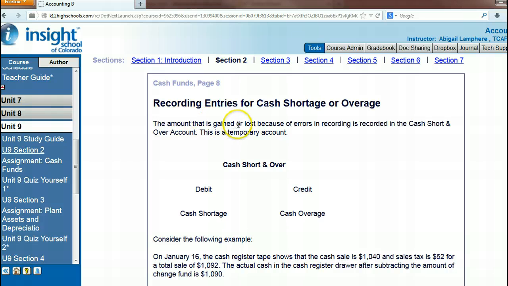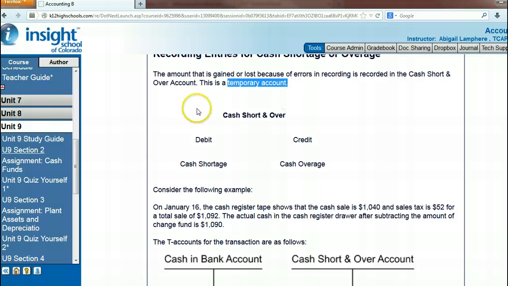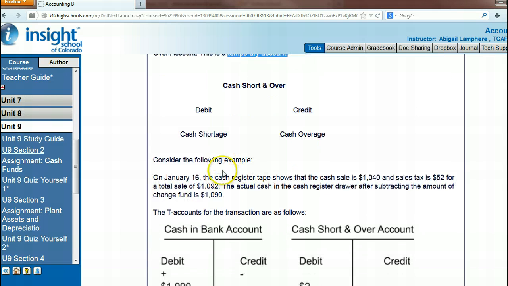So the amount that is gained or lost because of errors in recording is recorded in the cash short and over account. So we have a special account set aside for such errors, which is kind of nice. This is a temporary account. It's not one of those permanent accounts where the balance is going to carry over. This is a temporary account that will close out eventually. All right, so let's look at this example.